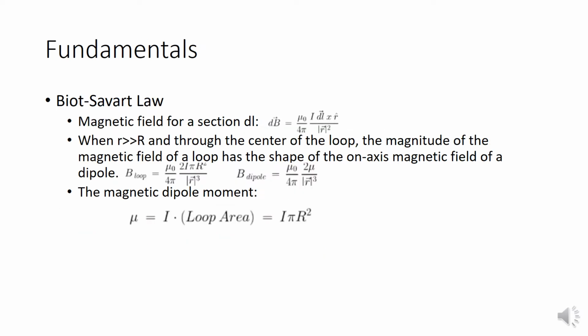Among the fundamentals that we used in this laboratory, the first formula was the Biot-Savart law, which deals with the magnetic field depending on the shape, the area, or the location. The first formula is about the magnetic field for a divided section, the second is about the dipole moment and magnetic field of the loop, and the last one is about the magnetic dipole moment.